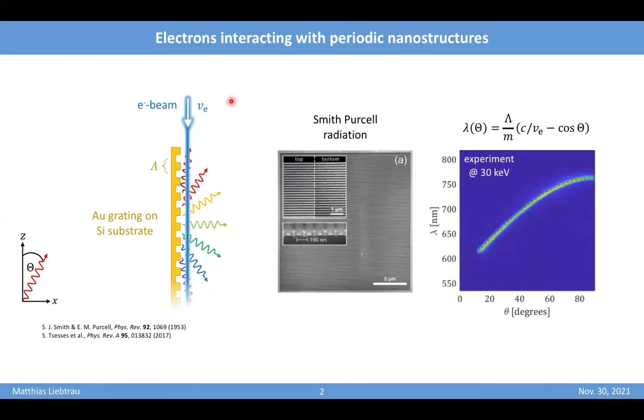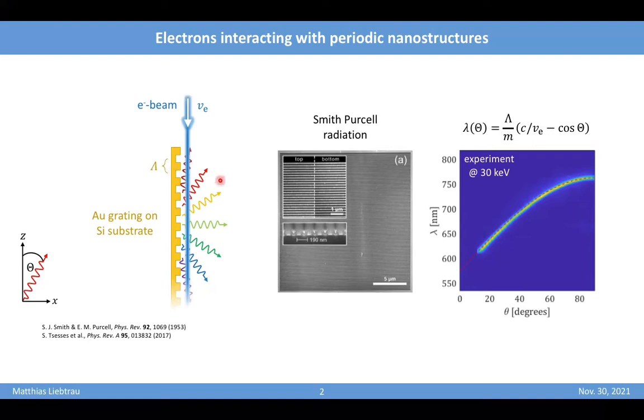In the far field, this radiation of a given wavelength can interfere only under specific angles in a constructive manner, which means, in fact, experimentally, for a certain emission angle, we can only observe a specific wavelength. And this is known as the Smith-Purcell effect, or Smith-Purcell radiation, described by this equation over here, where m is the diffraction order of the radiation and lambda is the grating period.